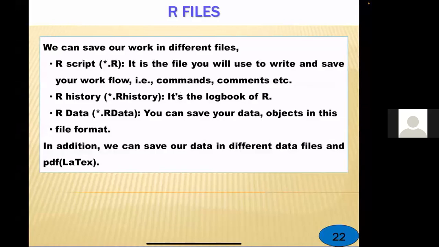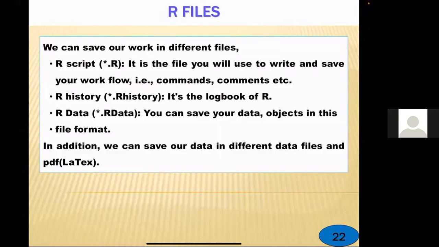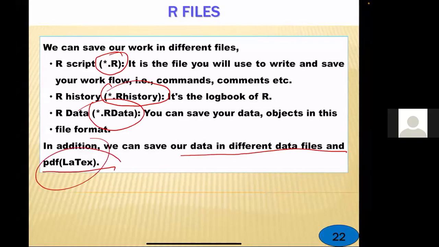And finally, suppose you have some work you want to save. The saving is like the Excel saving format. You can go to File, then Save As, right? So mostly the R script has its own extension, and R history has its extension, and R data has its extension. So these are the files. In addition, we can save our data in different data files and PDF, LaTeX. Anyway, this is not so important. It's just how you can save and what the extension is going to be. There are several extensions based on your saving pattern. Okay, are you clear?